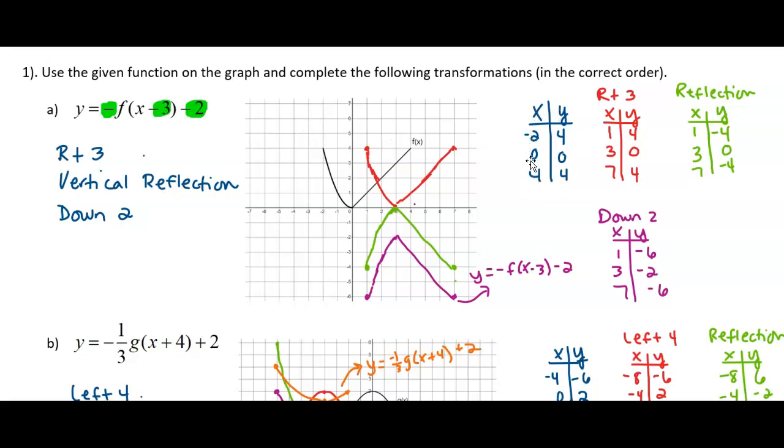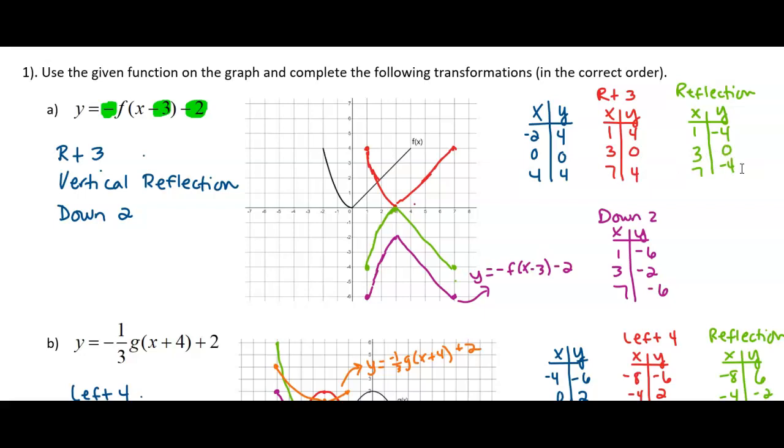This first table of values was just the 3 points that I started with from the original f of x function. This second chart is where I moved everything to the right 3, and you're adding 3 to each of these x values. And then I did the reflection. This is a vertical reflection, by the way, and that created this green here and this new set of y values. Each of these y values are just changed to the opposite sign, right? So it's like you're multiplying by -1, so 4 changed to -4, 0 stayed 0, 4 to -4.